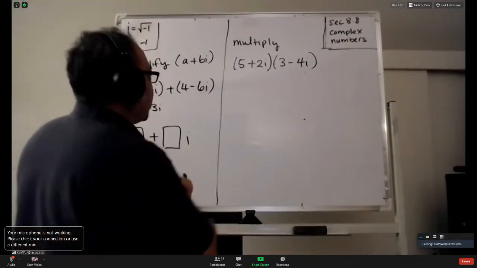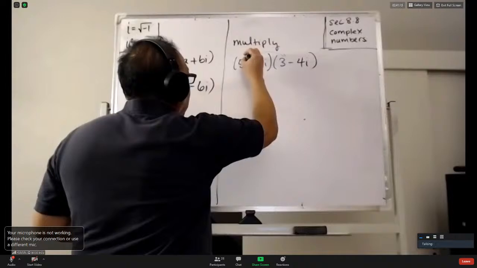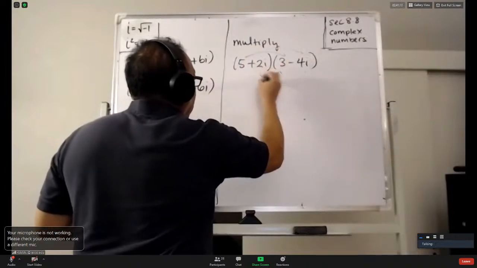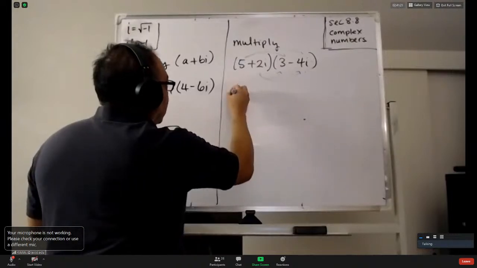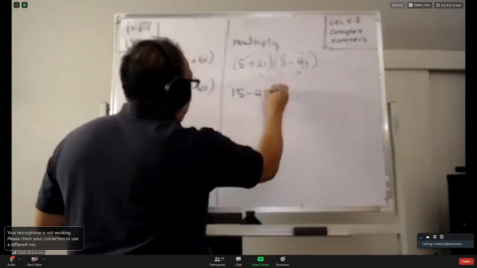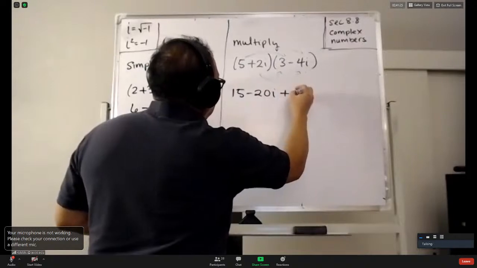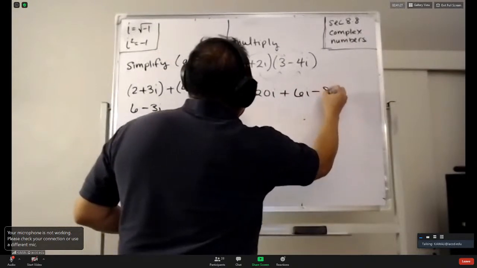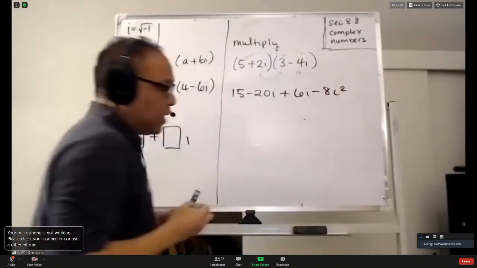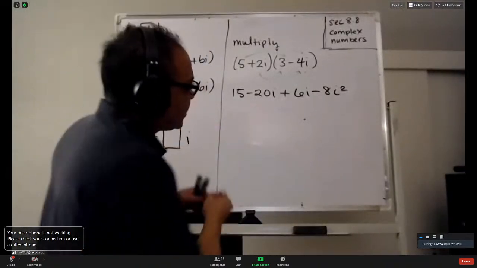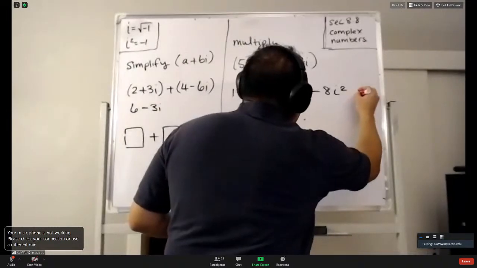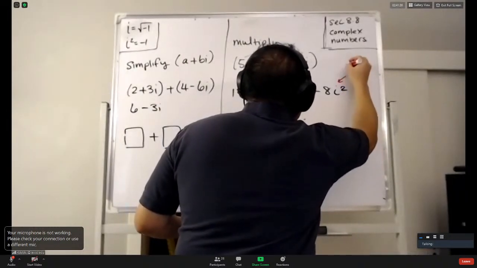So when we FOIL this, we get 15 minus 20i plus 6i minus 8i squared. Now you want to remember that the only difference between this and an x is that i squared is equal to -1.